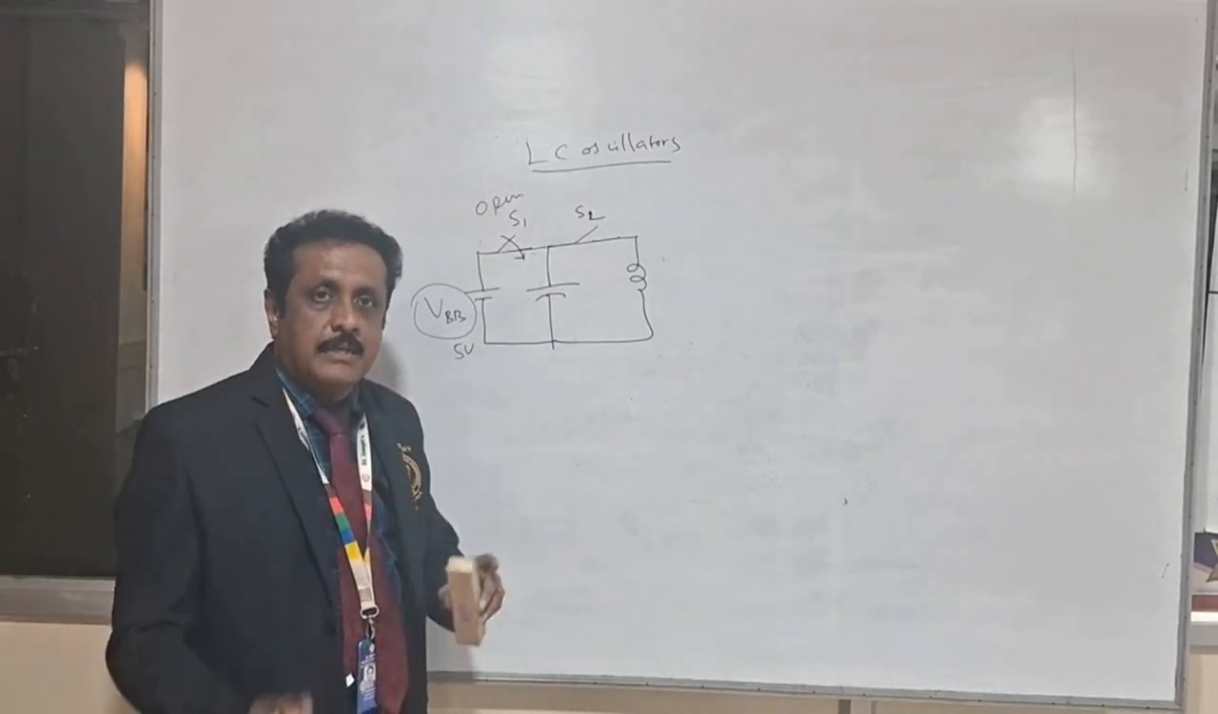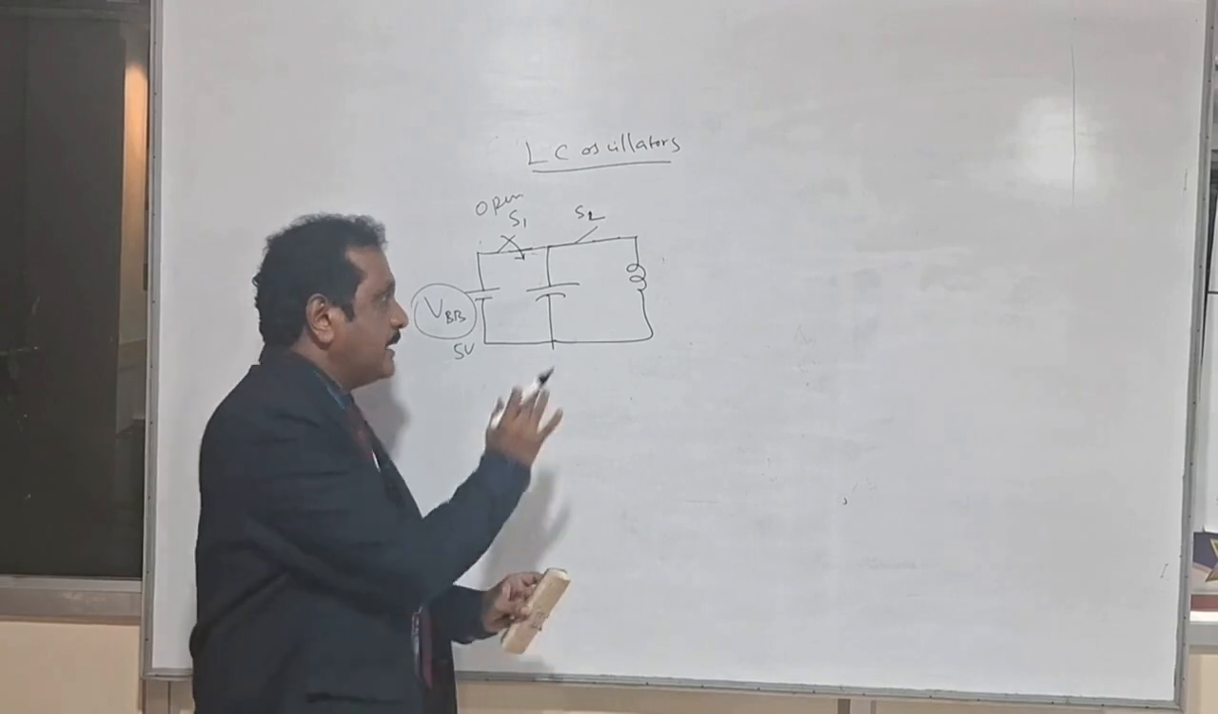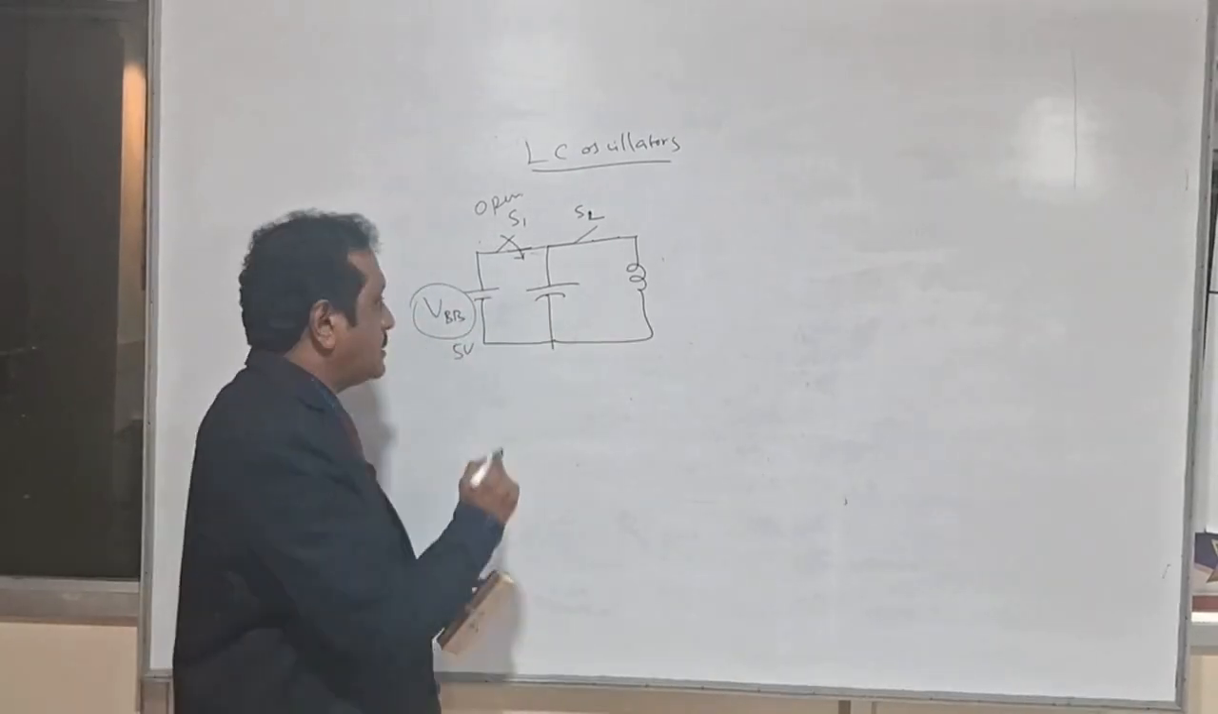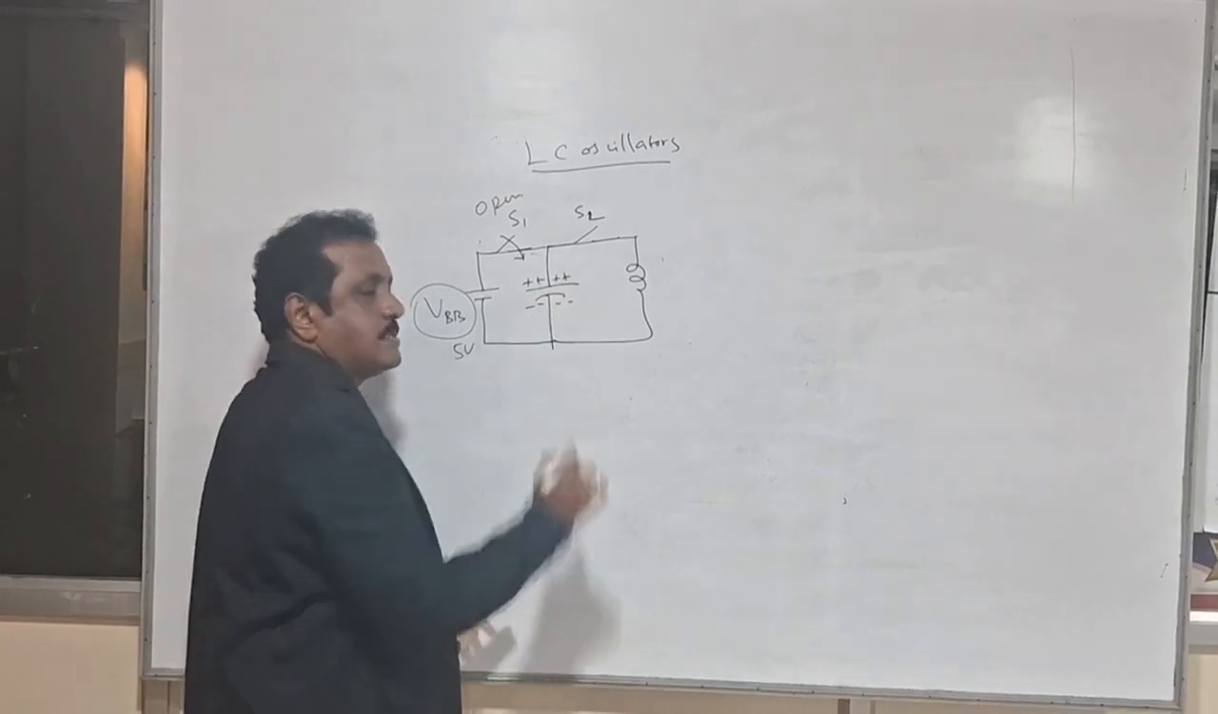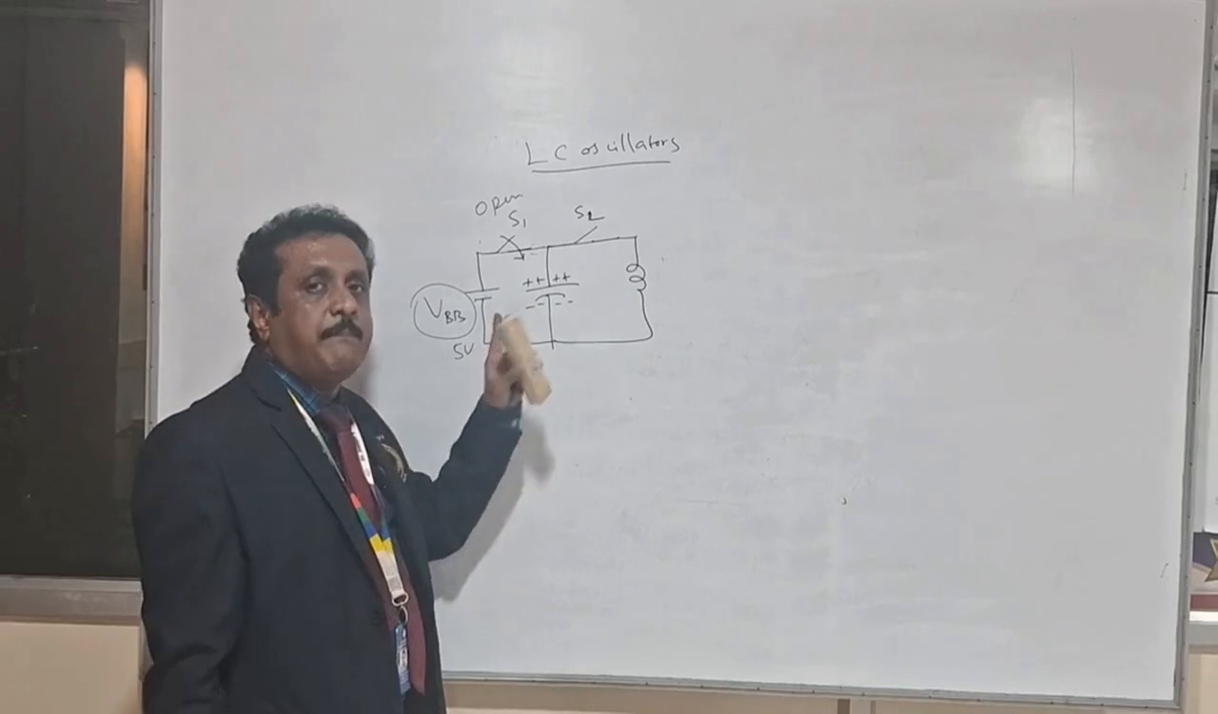So initially, the entire charge will be in the electric field, that means across the capacitor. The upper plate is plus and the lower plate is minus, based on the polarity of the battery.